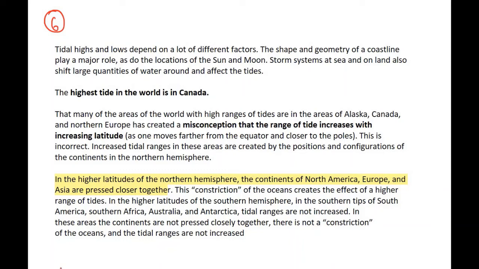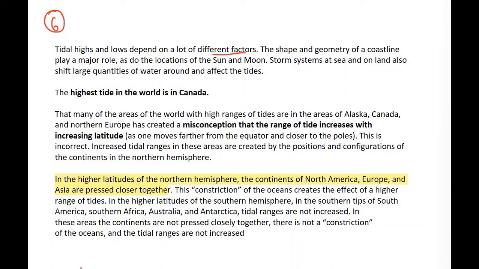The next and perhaps the last fact for today's discussion in prelims is this: factors on which the high and low tides depend. See, tidal highs and lows depend on different factors. Now, if somebody asks you, does the range of tide increase with increasing latitude? Is it so? There is a misconception that it is so. We'll see what the range of tide depends on.